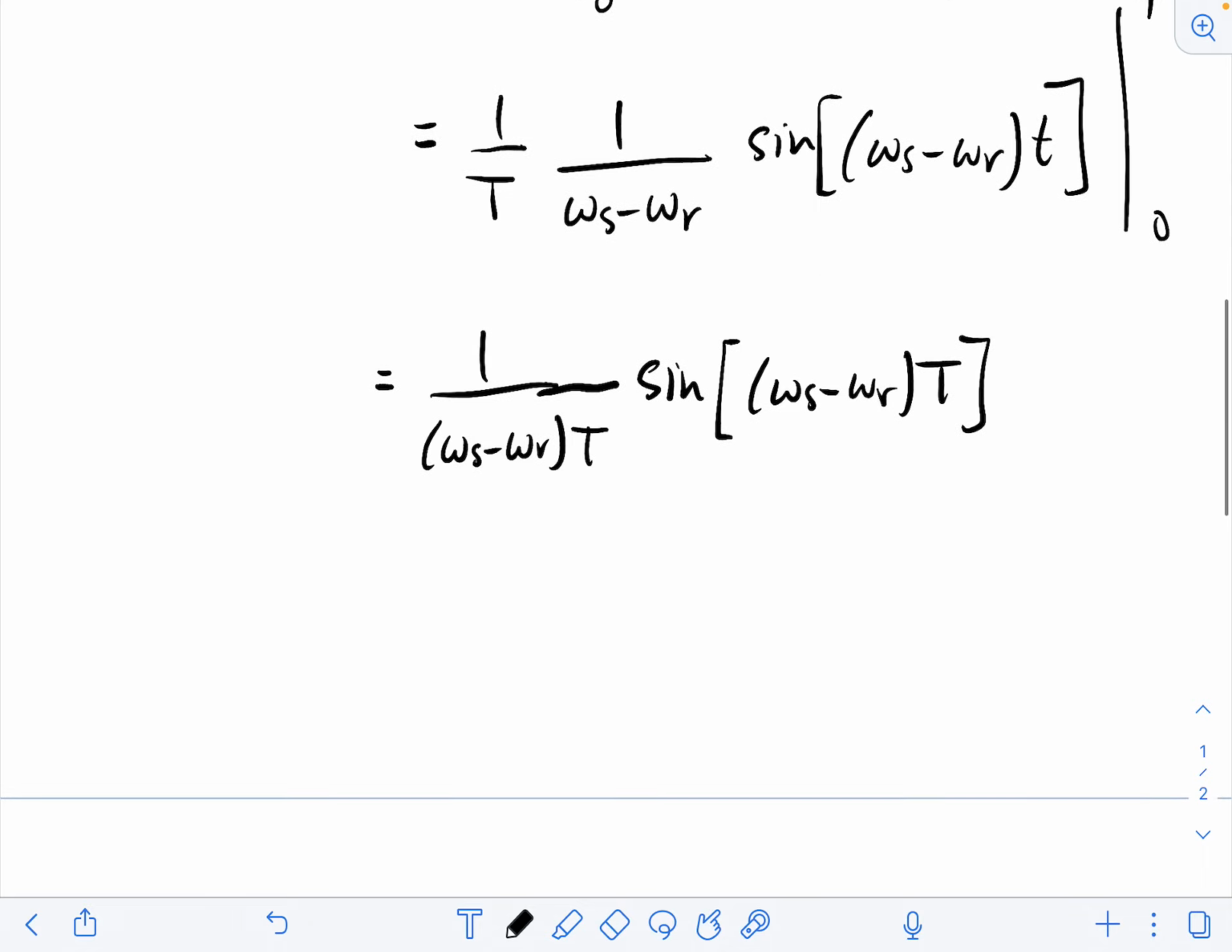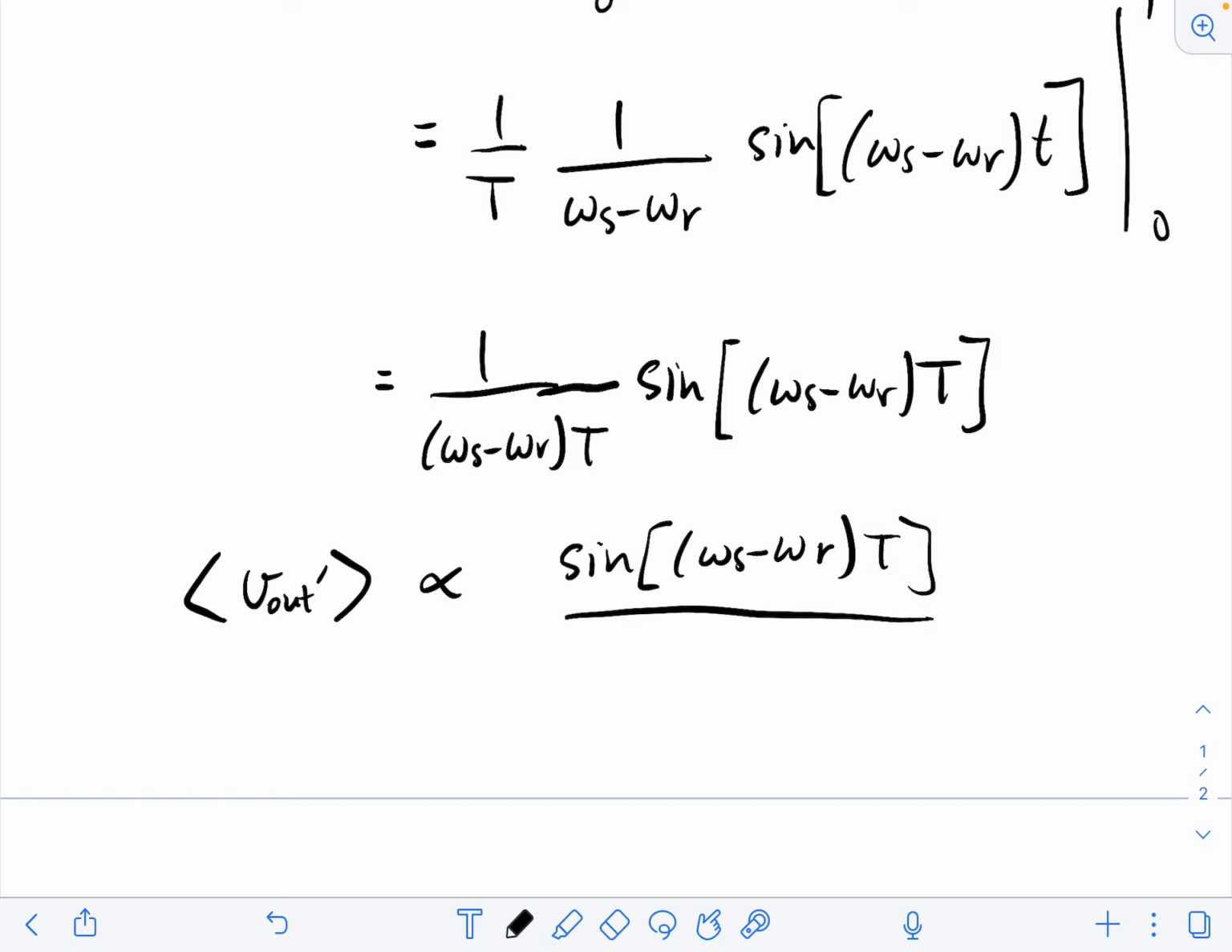And so you might recognize this function. This is the sinc function. The sinc function is defined as the sine of whatever, in our case omega s minus omega r times T, divided by that same stuff, the argument of the sine function. So omega s minus omega r times T, and that's the definition of the so-called sinc function. Sinc of omega s minus omega r times T.